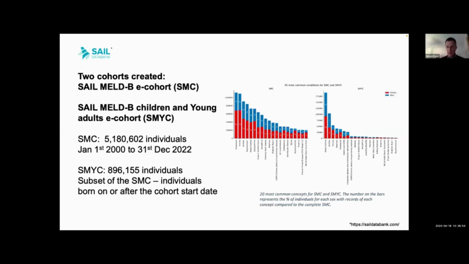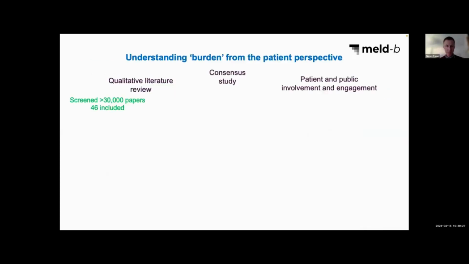And just to give you a flavor, and I should acknowledge Roberta, who's produced these graphs on the right, who works on the SAIL data. The left-hand one shows, for example, the prevalence of the most common conditions in the main MELD-B cohort. I'm not going to go into that in detail, but that just gives you a flavor without giving you all of the detail about the development of that cohort. As you can imagine, it's a complicated thing.